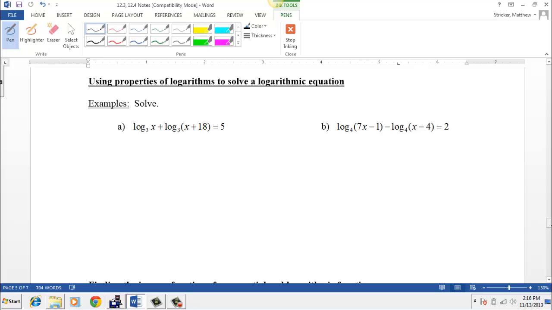So let's look at this next one. Looks kind of ugly. We have 2 logs, we have a number on the other side. Well, this is why we did the previous section where we talked about the properties. Remember, we learned about the product rule and the quotient rule and the power rule. The product rule allows me to rewrite this left-hand side as a single logarithm where we take our arguments, x and x plus 18, and we do what with them? We multiply them.